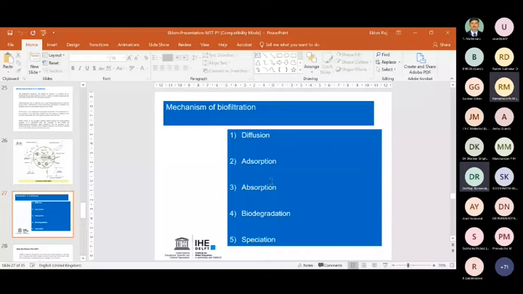Okay, so the mechanisms basically are diffusion, absorption, biodegradation, and speciation. For each of these, if you want to do mathematical modeling, it's very easy to consider all these mechanisms and then do the mathematical modeling.